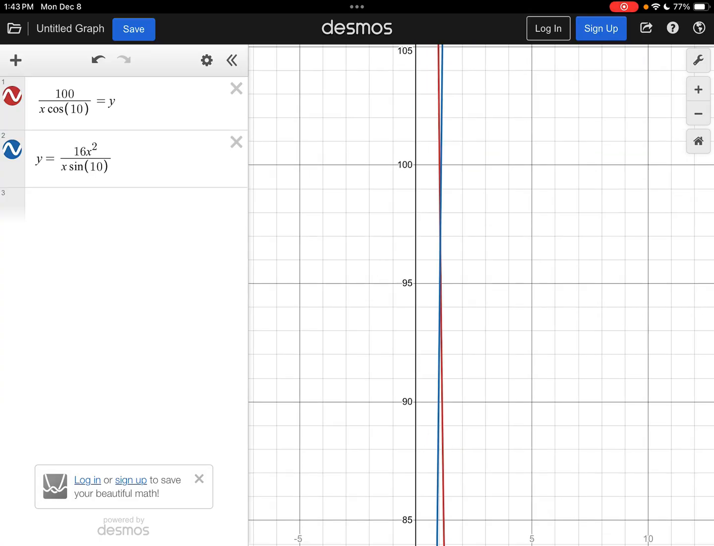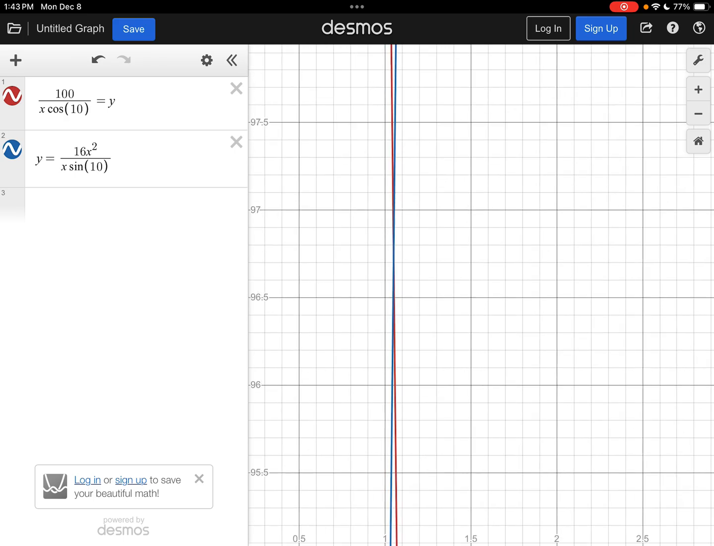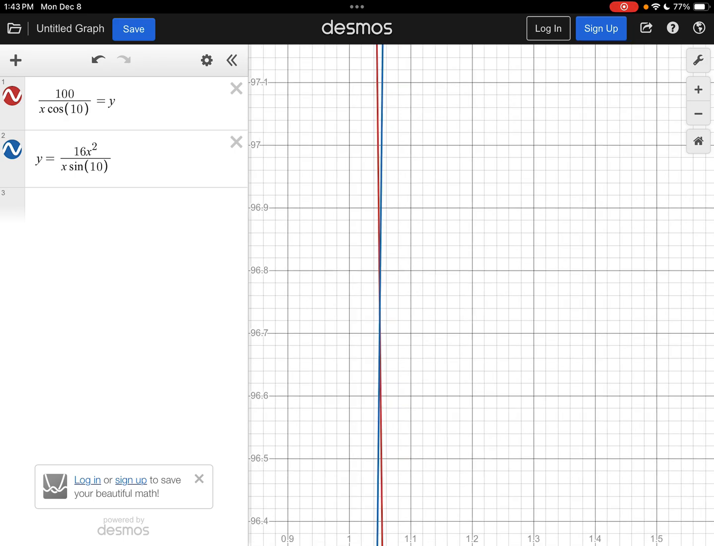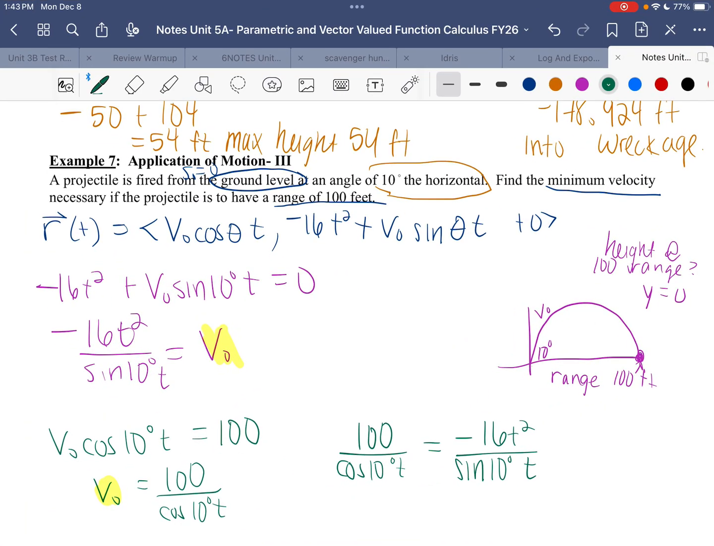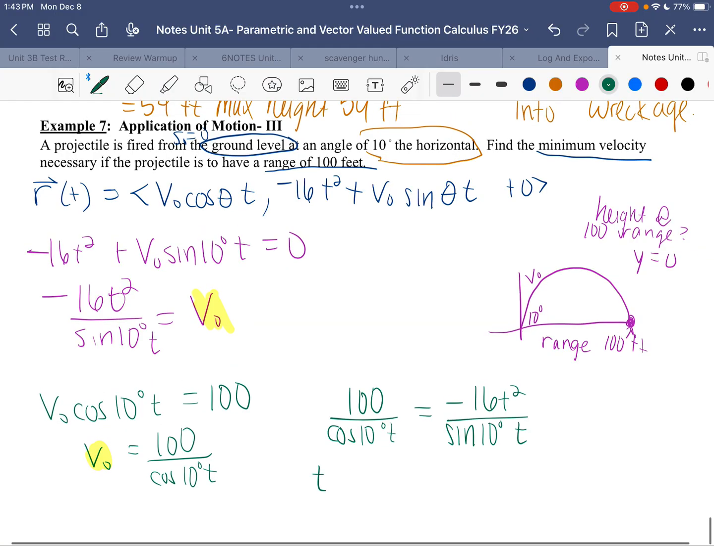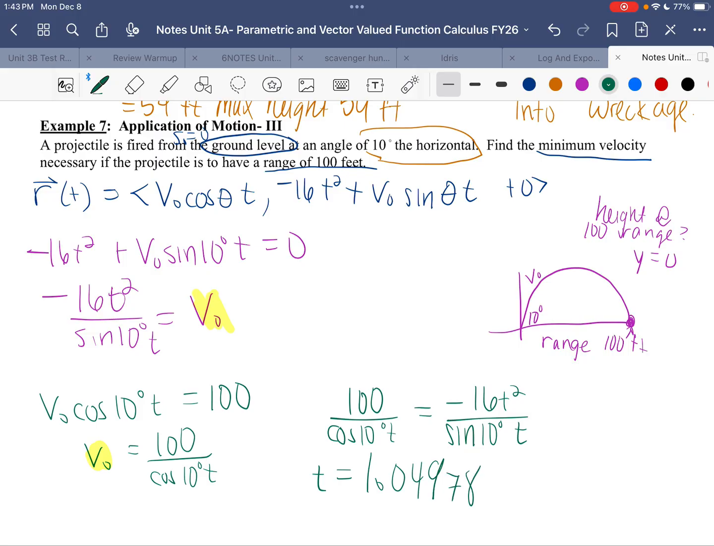Would have been better if we had gotten the subscript to work, but it appears to be at 1.0497. It's a little anticlimactic. I'm sure there's a way to actually do it, but t equals 1.0497. There's another place where they intersect, but it's negative, so we're not going to write that value down.